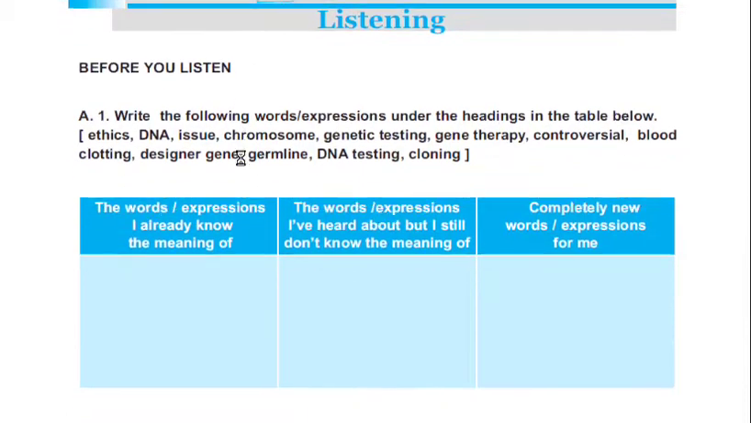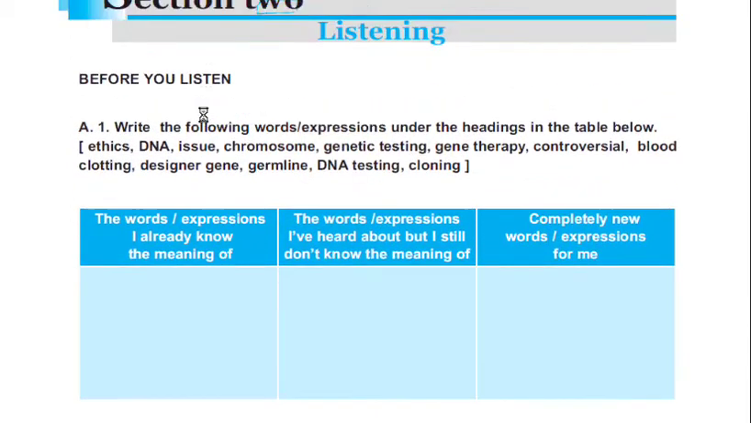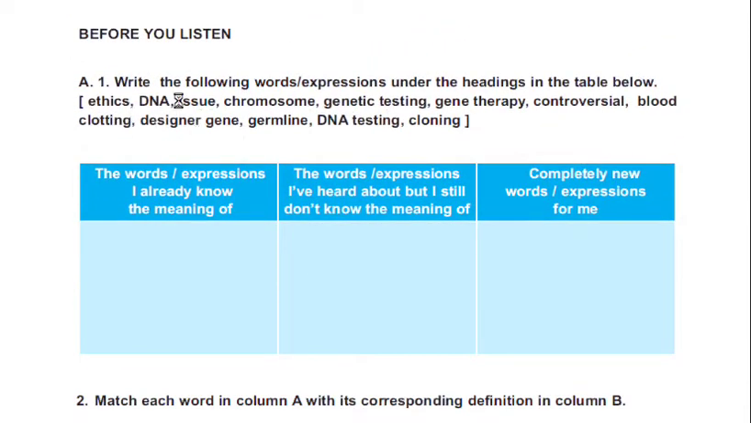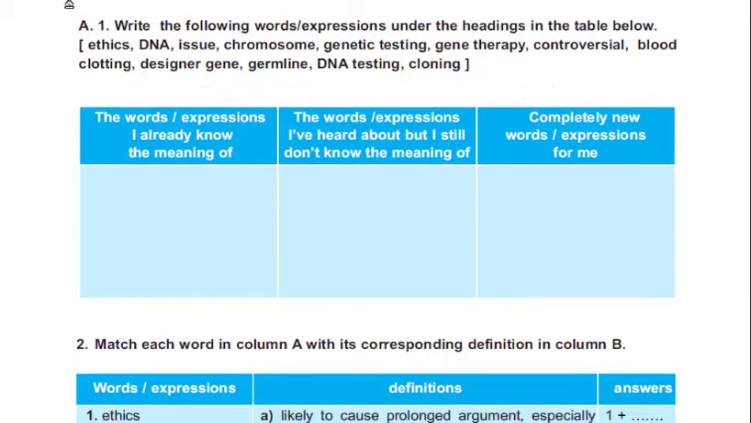So we're starting with the first section of the lesson. You're supposed to write the following words or expressions under the headings in the table below: the words you already know the meaning of, the words or expressions you've heard about but still don't know the meaning of, and last, completely new words that you have never heard about. So you're supposed to put these words under the correct headings according to whether you know them or you don't.